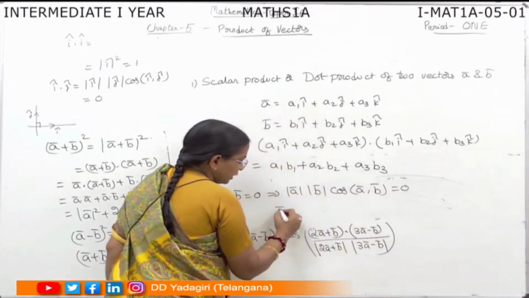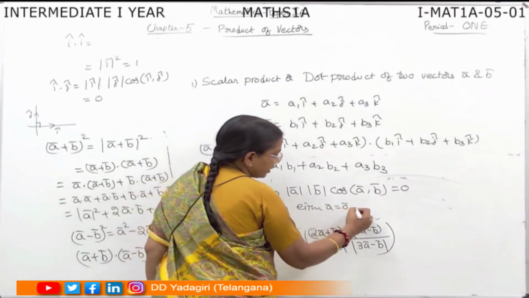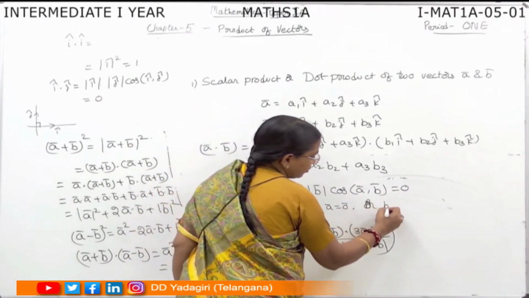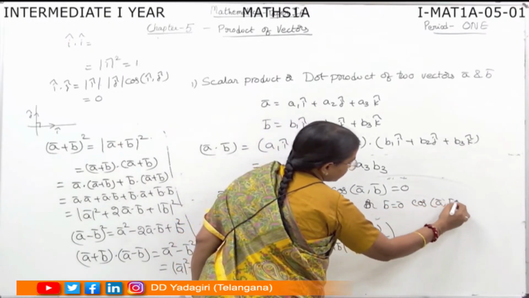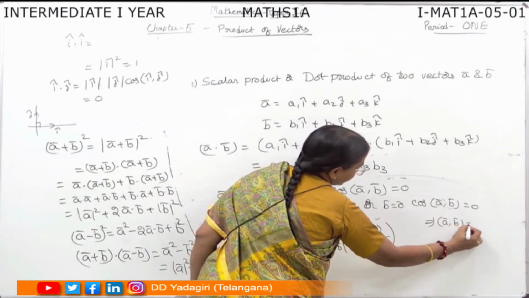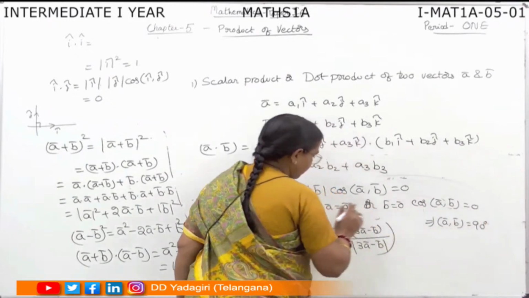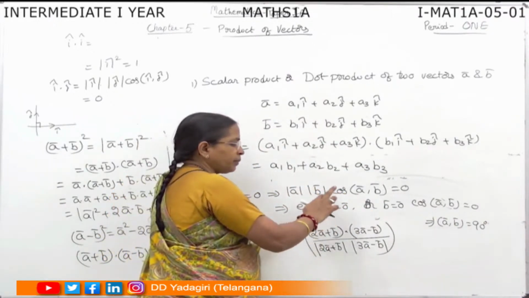So this means that either A is 0 or B is 0. A is a zero vector or B is a zero vector, or cos of angle AB is equal to 0. That means the angle between A and B is 90 degrees. So in most of the problems, we will be given two non-zero vectors to show that they are perpendicular.